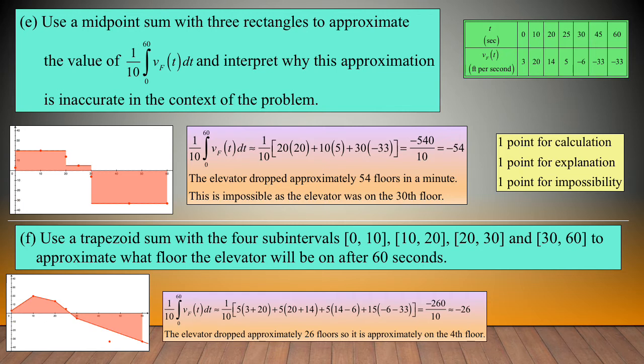And finally, the last trapezoid will be base of 30, so 1/2 of that is 15 times negative 6 minus 33. And that gives negative 260 over 10, which is negative 26. This means that the elevator dropped approximately 26 floors, and since it started on the 30th floor, it is approximately on the 4th floor. Again, 2 points, 1 point for the trapezoidal area, 1 point for the final answer.